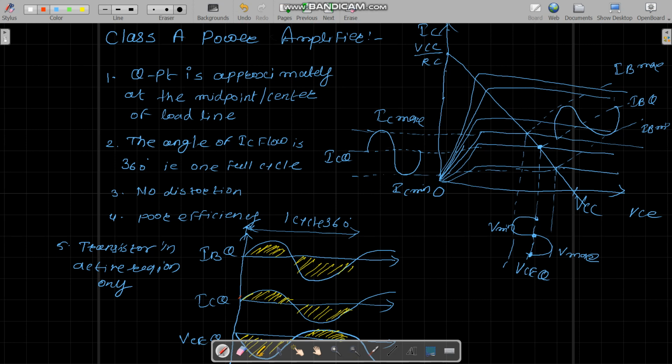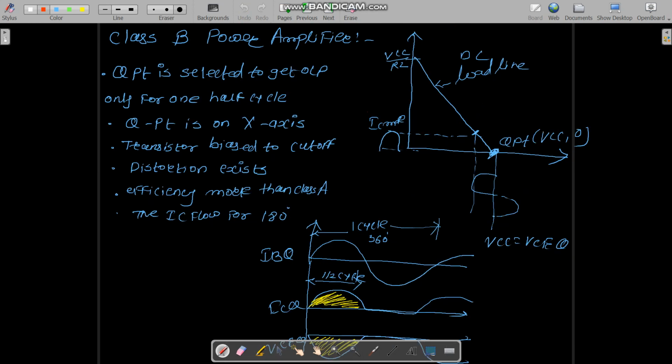In the same way, we can go for class B power amplifier. In that, we can see the operating point is not selected at the center of the DC load line, whereas we have selected the operating point on the x-axis. That means we are making the transistor operate in the cutoff region. Therefore, obviously, you will not get the entire swing of the signal. That means both positive and negative signals will not be produced at the output, whereas one part of the signal will be clipped off completely and the other part of the signal will be present at the output side.